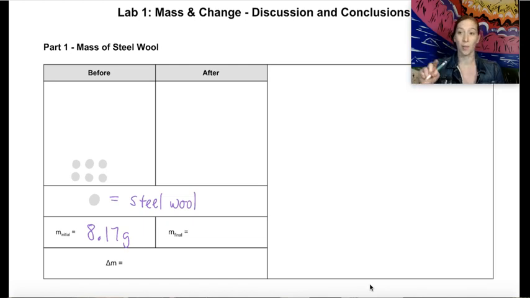Okay. Mass after the change, which was taking the piece of steel wool, pulling it apart, so it was taking up more space. That final mass was also 8.17 grams. Mass stayed the same, so that's one of the things we want to make sure that we show.